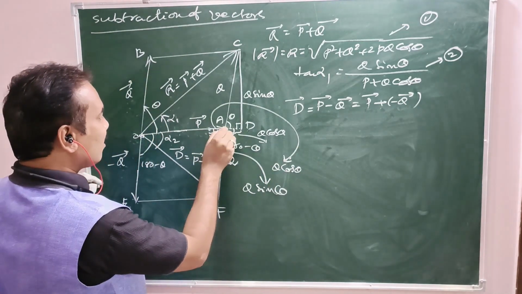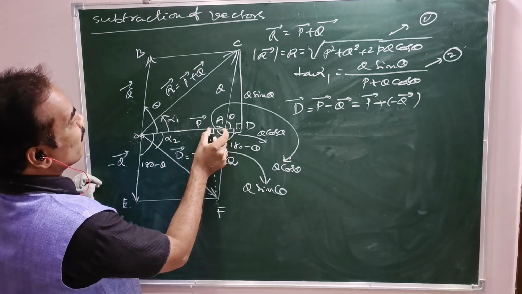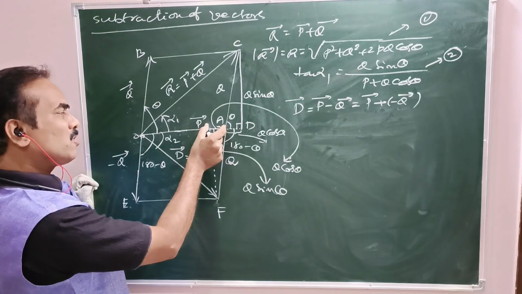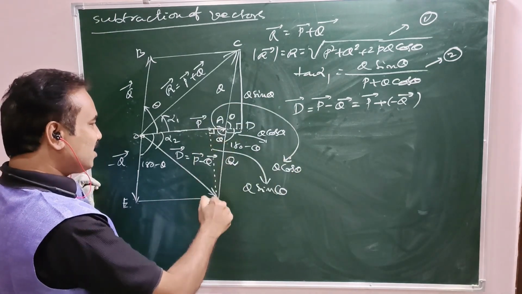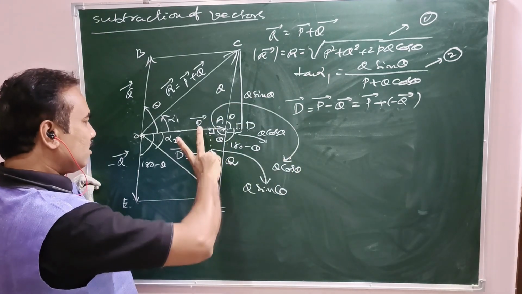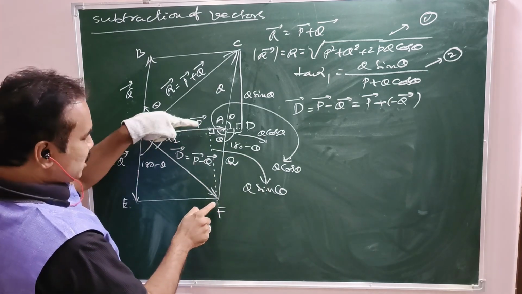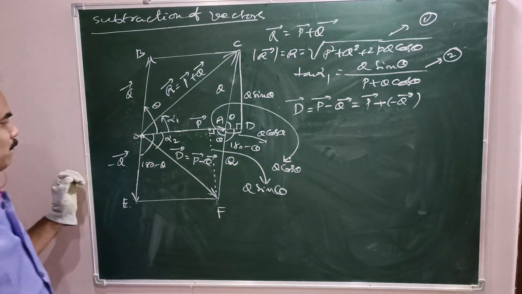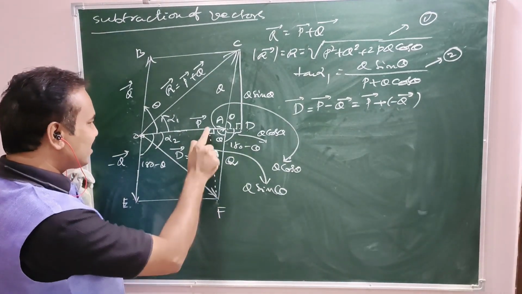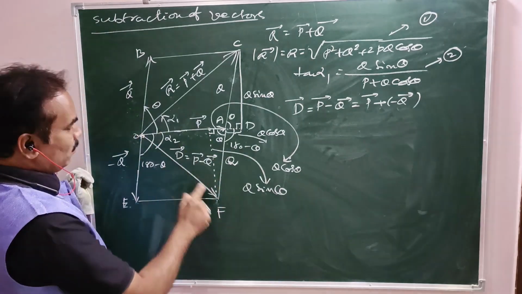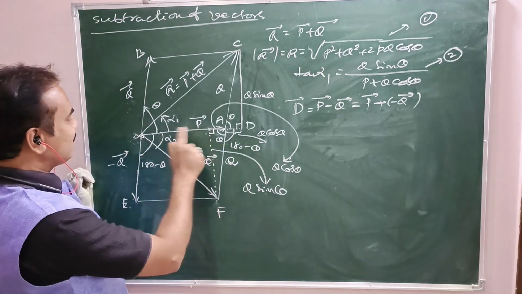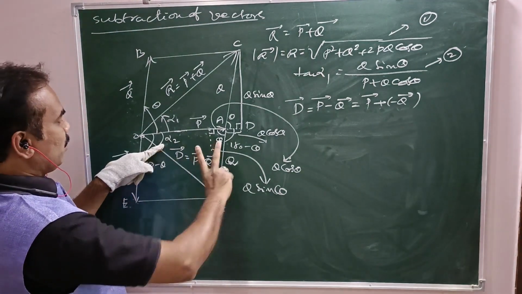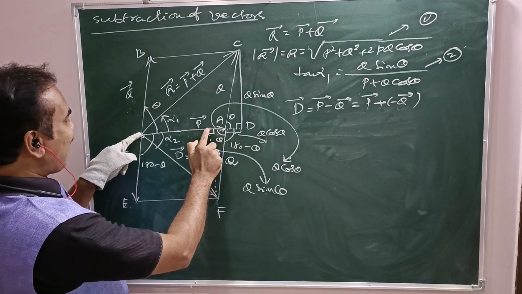From here to there, this small measurement is Q cos theta. Why? Because this is Q, and this becomes the adjacent side, so Q cos theta. This is the opposite side with respect to theta, which is Q sin theta. So this measurement is Q sin theta and this measurement is Q cos theta. As far as this right angle triangle is concerned, with respect to alpha 2, this is the opposite side and this is the adjacent side.